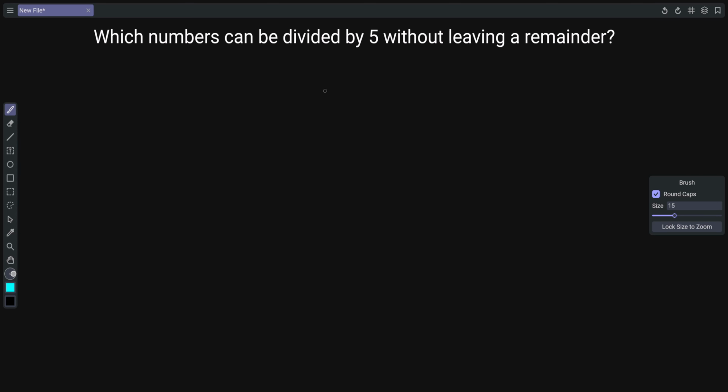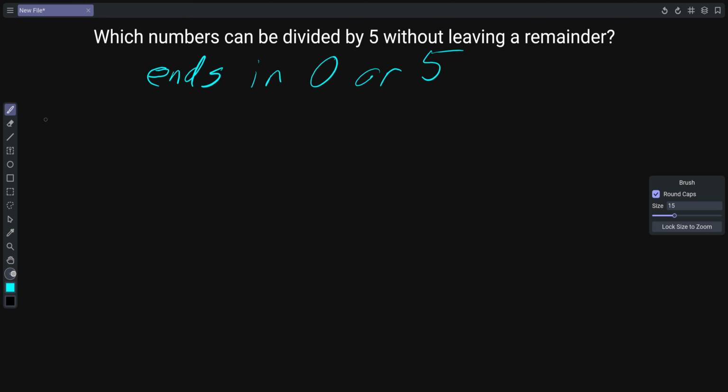Today we are going to be talking about which numbers can be evenly divided by 5, which is basically saying which numbers can be divided by 5 without leaving a remainder or a decimal or a fraction or anything like that. And the rule is if the number ends in 0 or 5, then it can be evenly divided by 5.